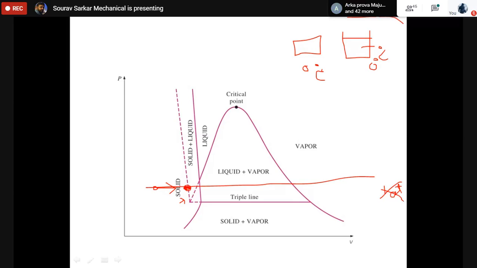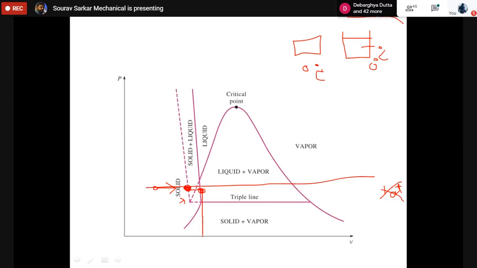So now, whenever the solid reaches somewhere there, it is at the melting point. The melting process will start, and after the melting, it will reach somewhere there. This is the end of the melting process. Now, during this process, what happens?